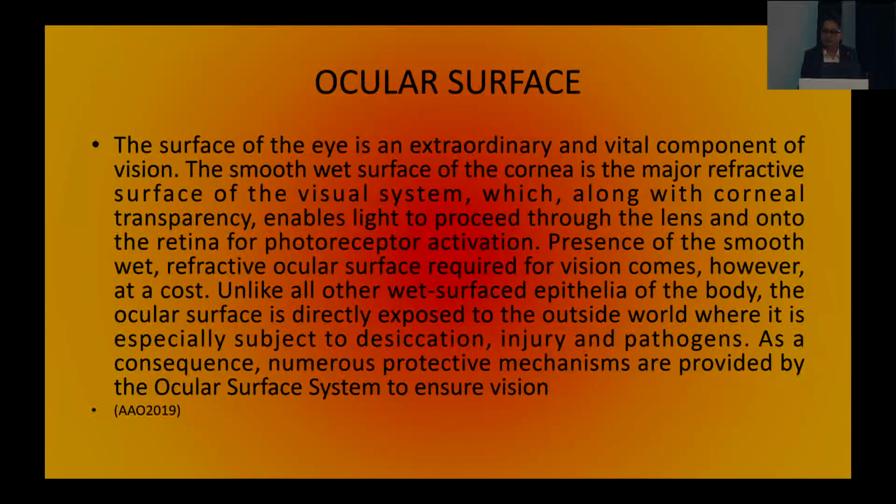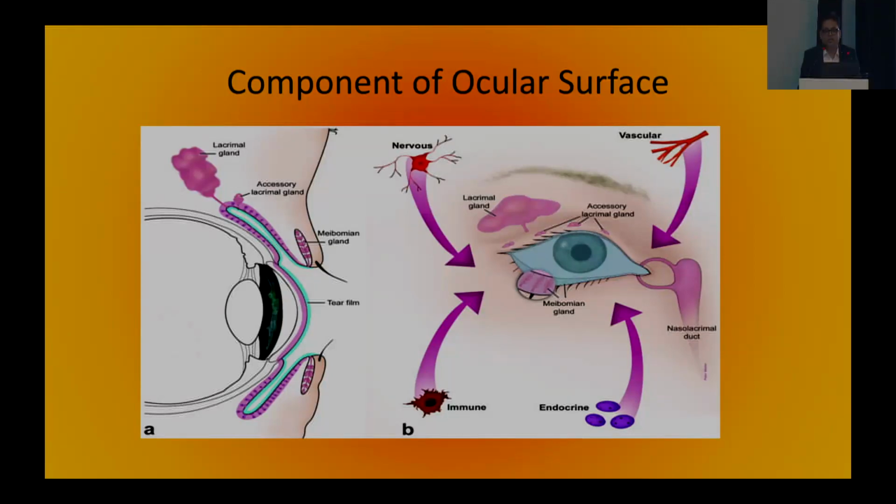That definition is rather big and tough, so I will make it very simple: what exactly is the ocular surface? There are four components. It comprises the lids and lacrimal glands with the tear film, the corneal epithelium and the conjunctival epithelium, neurosensation, and the vascular, immune and endocrine systems.